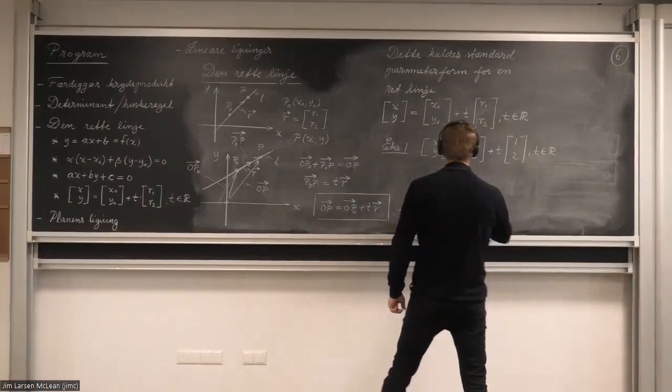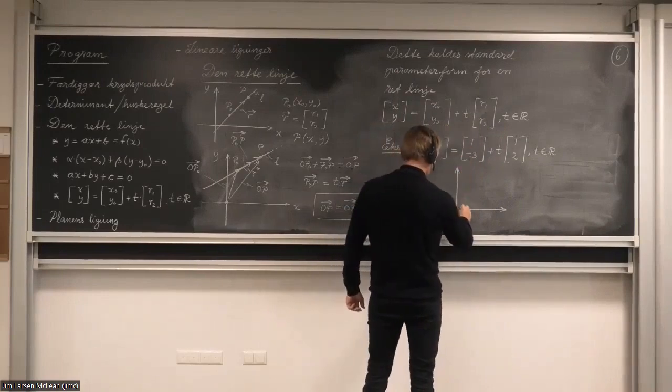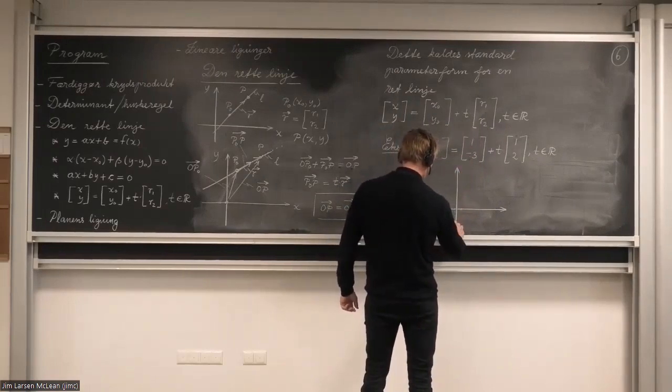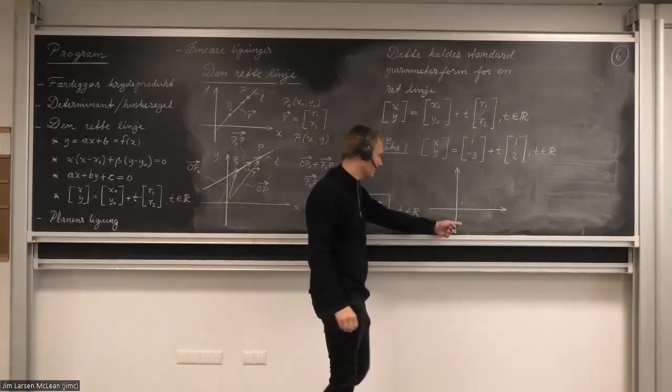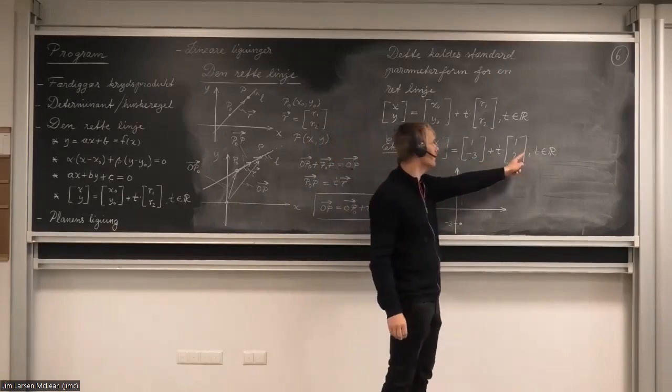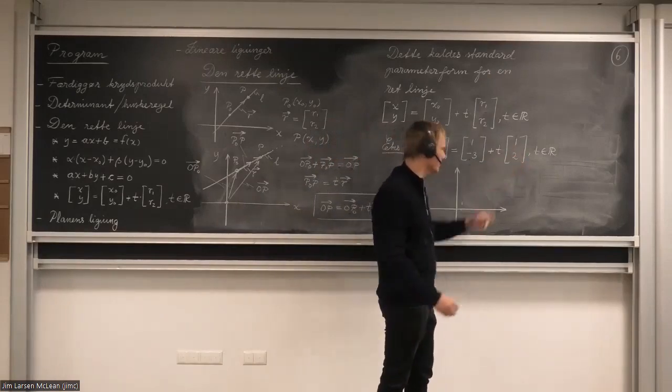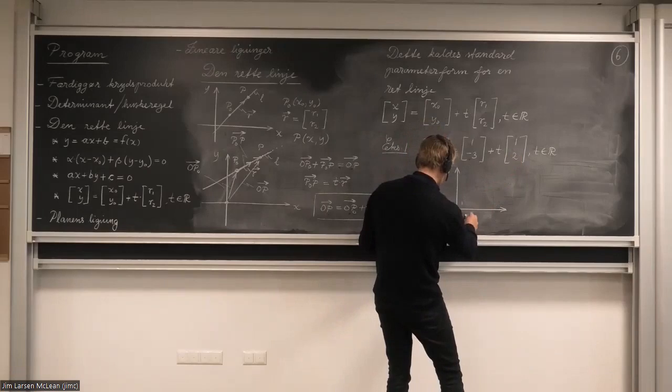So I start by drawing that point. 1, -3. Let's say that -3 is here, and here's 1. So it lies here. And of course, there are infinitely many lines that pass through that point, but we're looking for the line that is also parallel to this vector. So I go 1 out and 2 up.